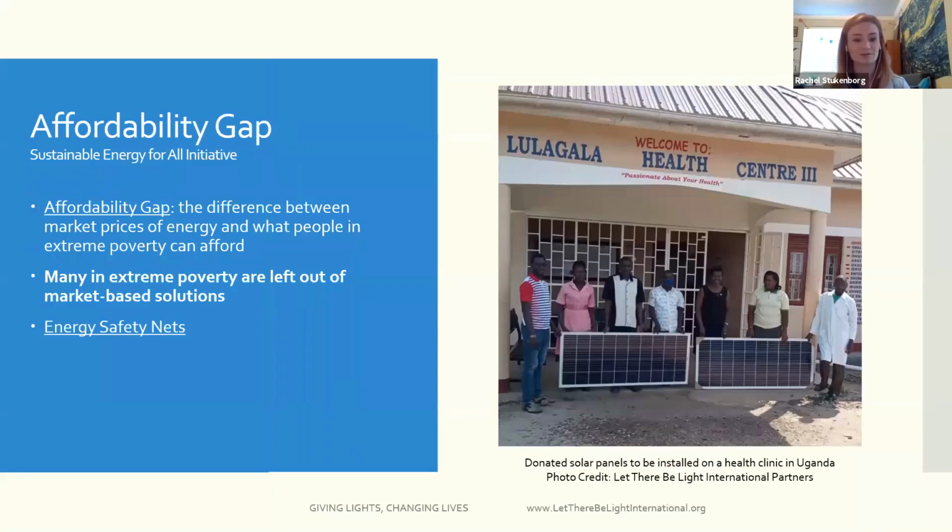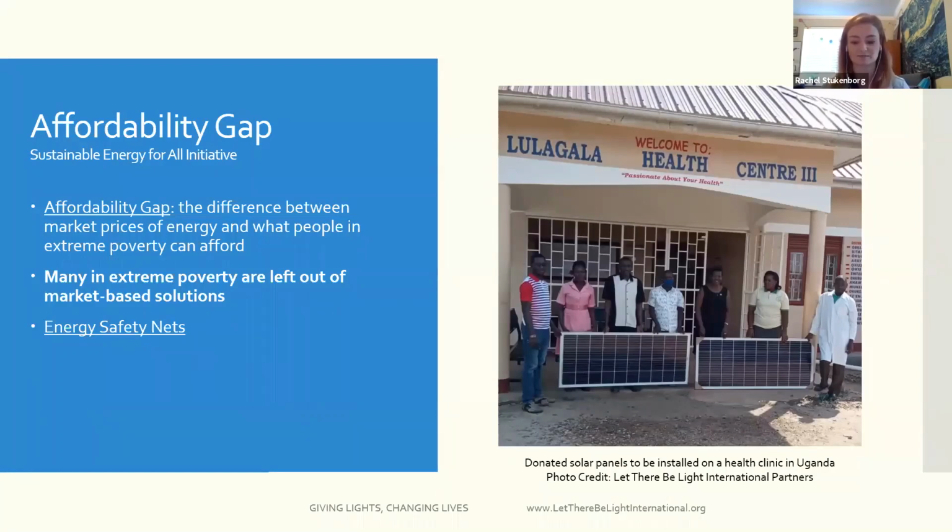Another useful tool in understanding energy poverty is the concept of the affordability gap, which was also developed by the Sustainable Energy for All initiative. The affordability gap is the difference between market prices of energy and what people in extreme poverty can afford. And because of this gap in affordability, many people living in extreme poverty are left out of market-based solutions to energy poverty.